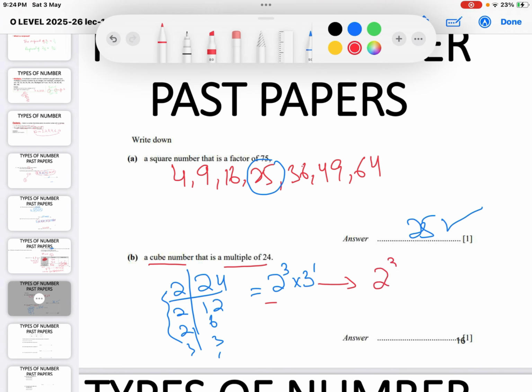Listen to me. 2 raised to the power 3. The power is cube, so I will not do anything with that. But you can see 3 has a power 1. So I have to make the power a cube, so I will write 3 raised to the power 3. The simple step is that you have to make the power a cube, because we need a cube number. Now just solve that. 2 cube is 8 and 3 cube is 27. Just multiply that. 8 multiplied by 27 is 216, and the correct answer is 216. That's it. That's a very simple question.